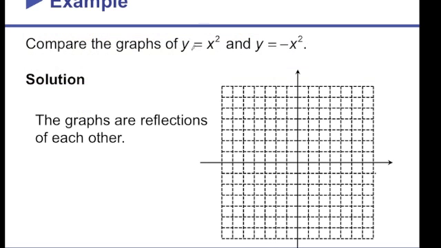Now we're going to compare the graph of y equals x squared and y equals negative x squared. Well, we've actually already done these. So for y equals x squared, normally we will have negative 2, 4, negative 1, 1, 0, 1, 1, 1, 2, 4. Of course, we would have our 3, 9 and negative 3, 9. So our basic parabola.